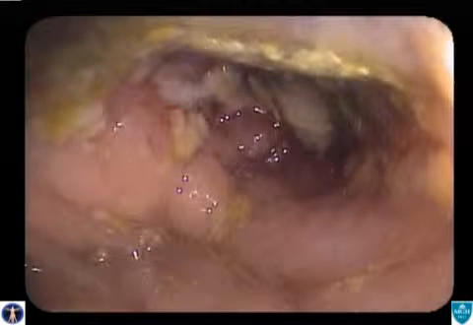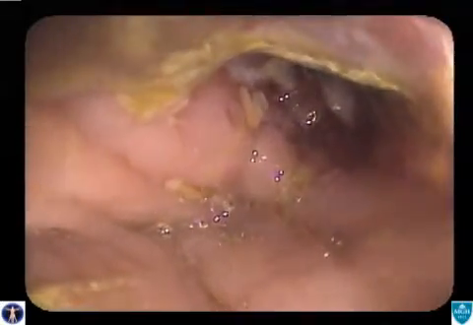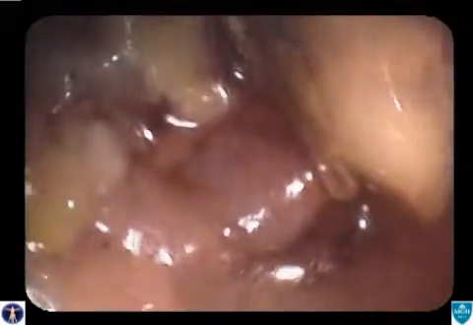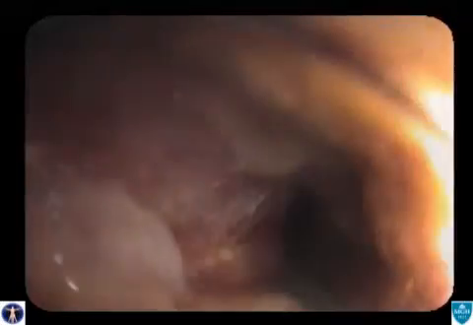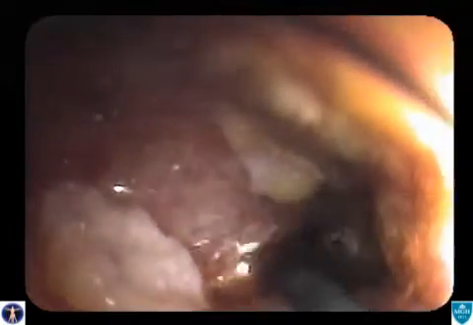One method is to impact an inflated balloon catheter up against the stenosis and inject contrast to identify the channel. Then a glide wire can be passed under direct visualization. In this case, however, the wire passed easily through the stenosis without balloon catheter assistance.